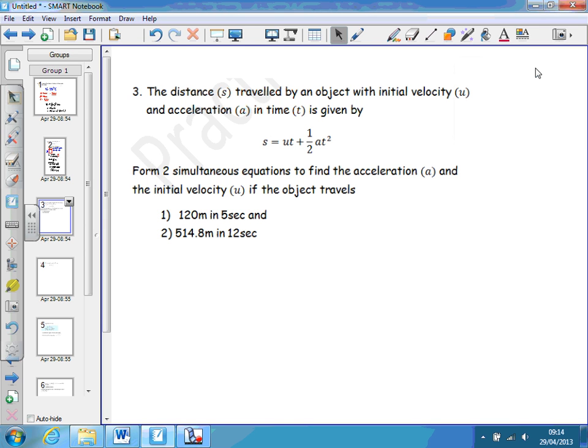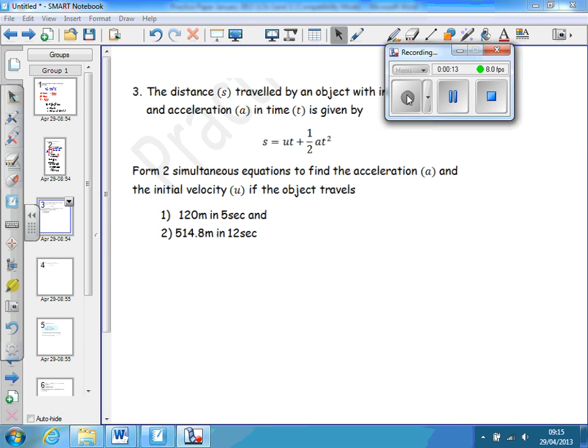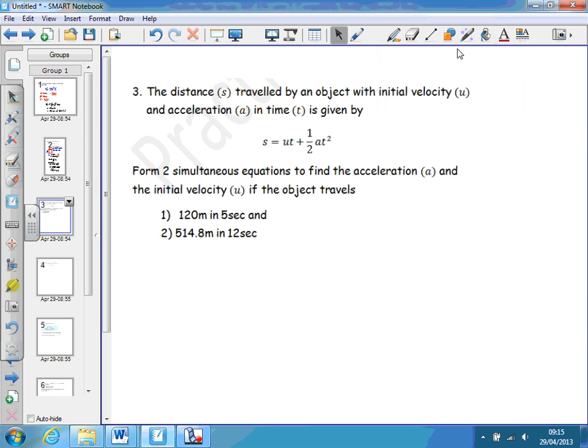Okay, question number 3 is to do with simultaneous equations, setting up simultaneous equations and solving them. So in this particular case, we're given a formula, s equals ut plus a half at squared, and some information. Form two simultaneous equations to find the acceleration and u. So we're after u and a in this formula.